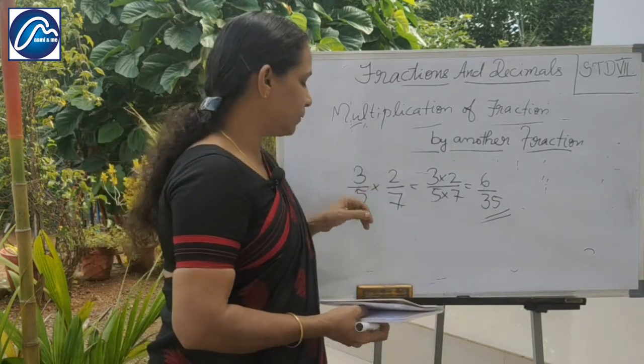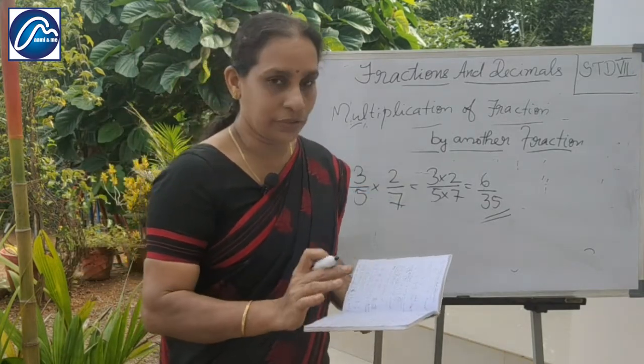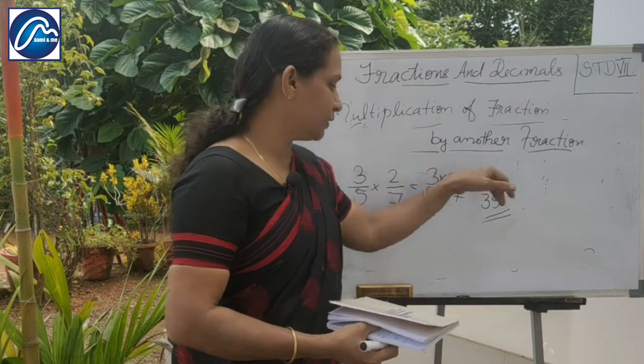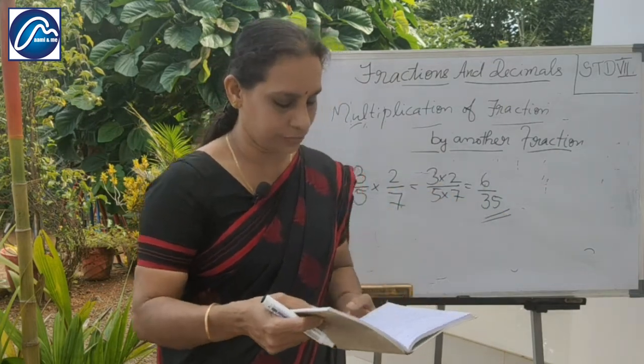Multiply the numerators, multiply the denominators. Then you will get the answer. 3 into 2 is 6, and 5 into 7 is 35.